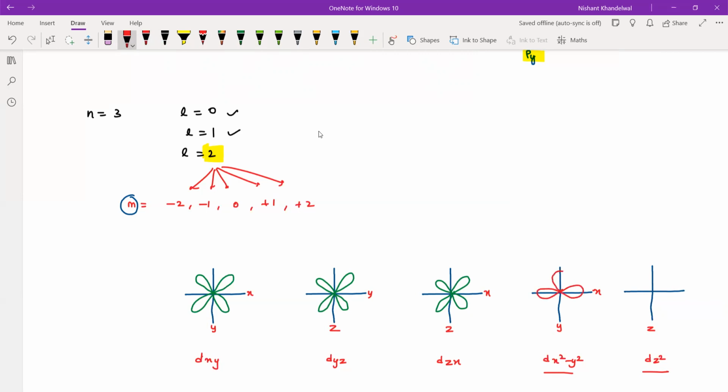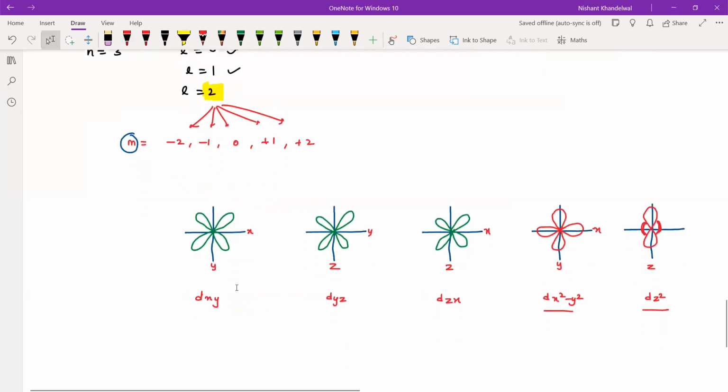Now there is a difference between the previously drawn orbitals, in green and red. Can you spot the difference between these two? This is dz square, like this. These are the shapes of these orbitals. So can you tell me why I've used 3 of the same kind and 2 of a different kind? Why? Can you spot the difference?